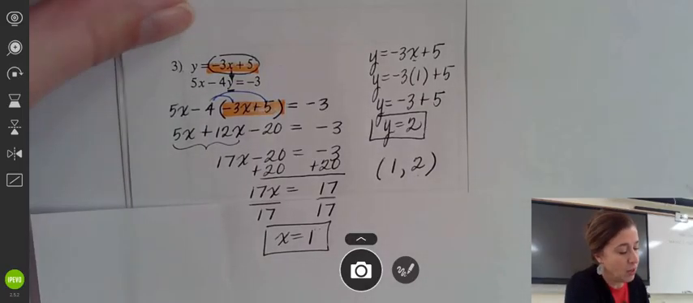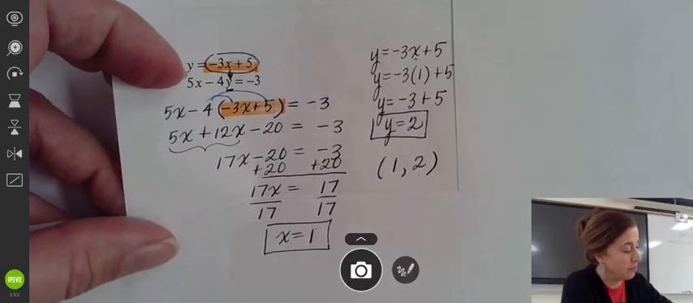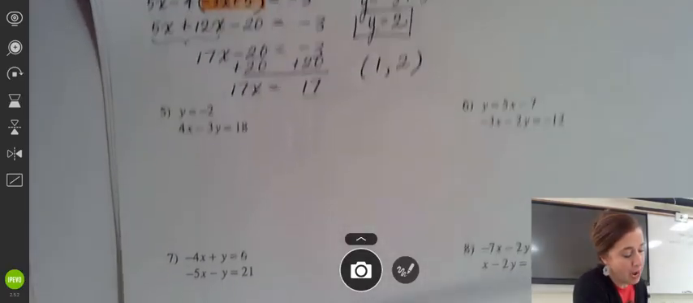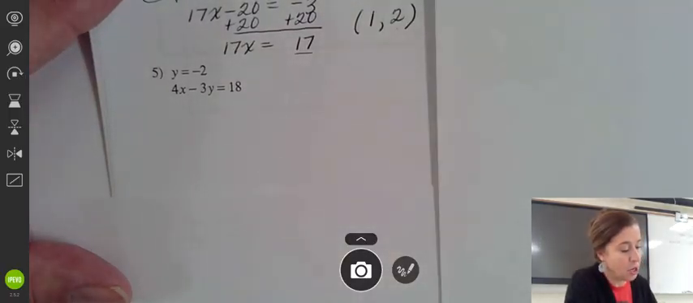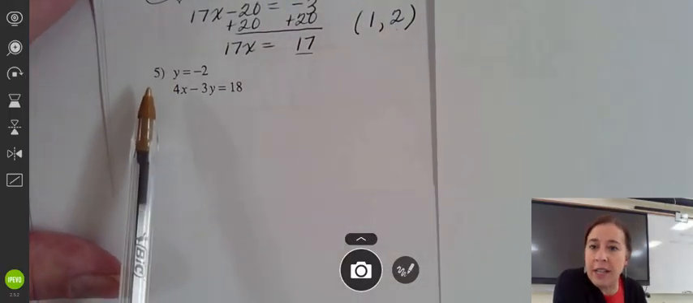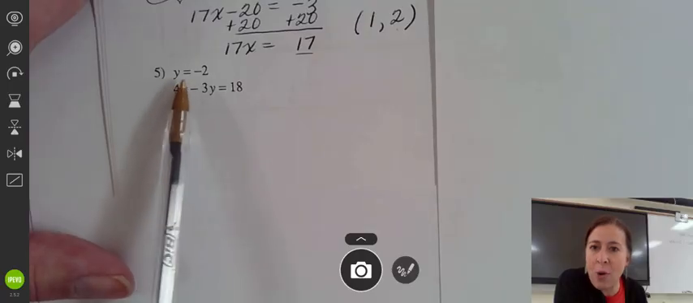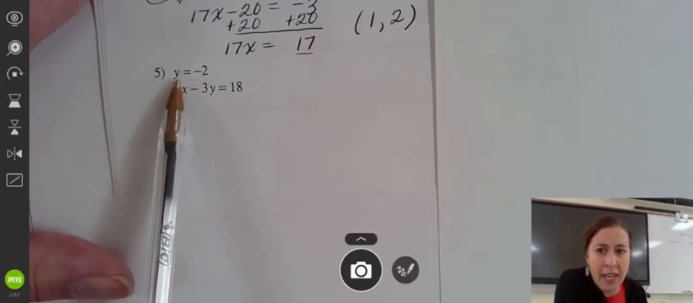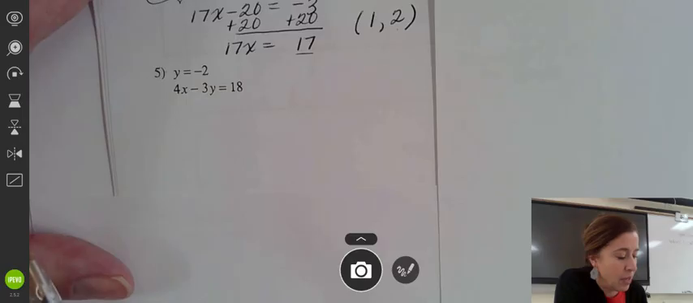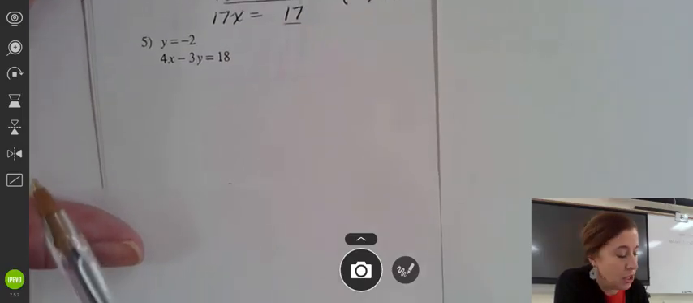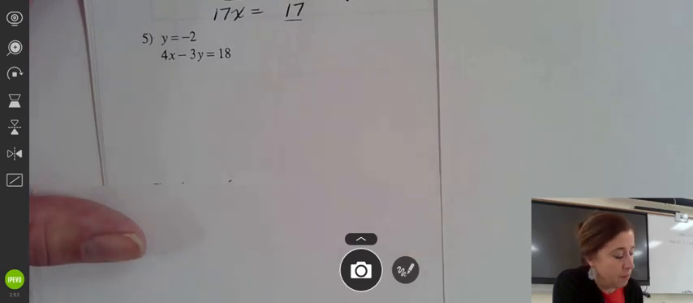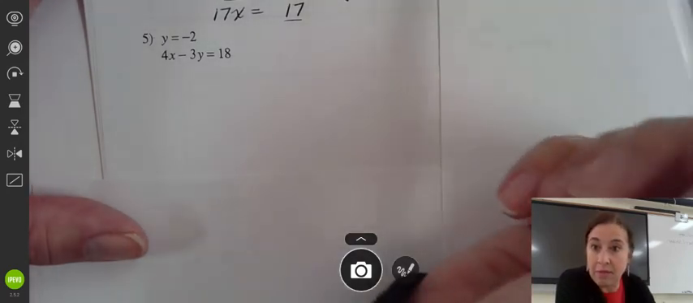Okay, we're going to look at question 5 next. Question 5 is a little bit different because you'll notice the first equation in number 5 only has a negative 2. Y equals negative 2. Okay, and sometimes we look at that and oh, that looks different. I'm not sure what to do. Well, actually, this makes it a lot easier.